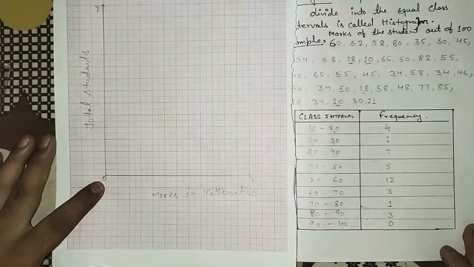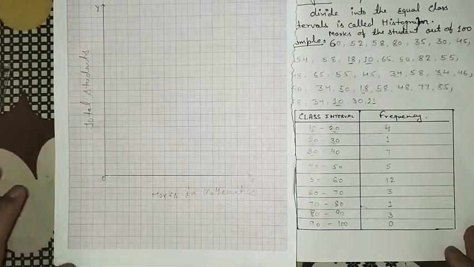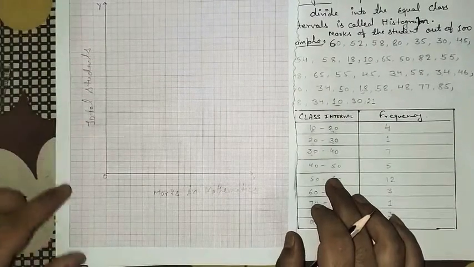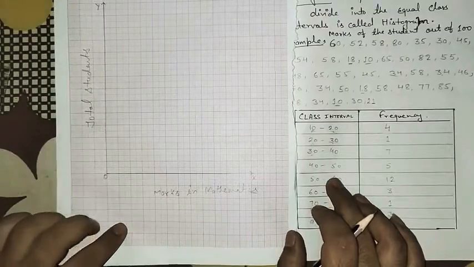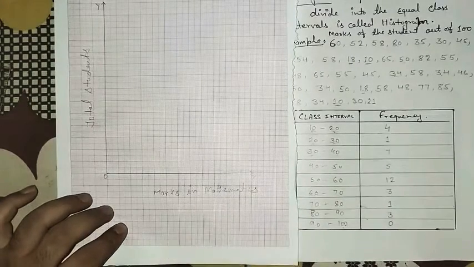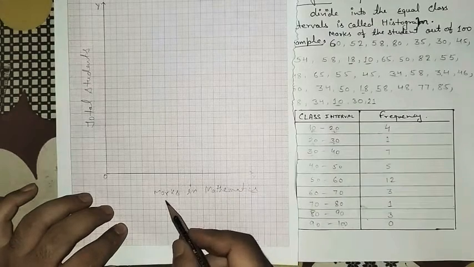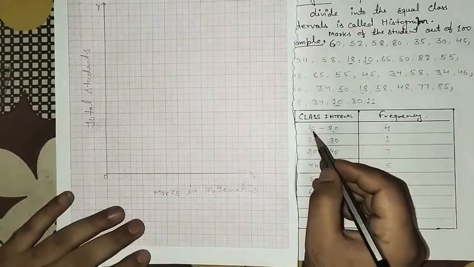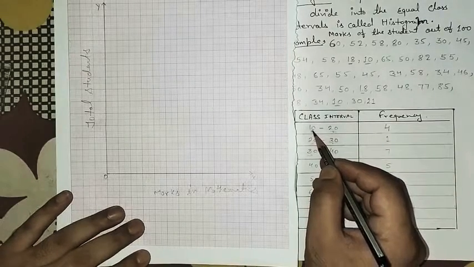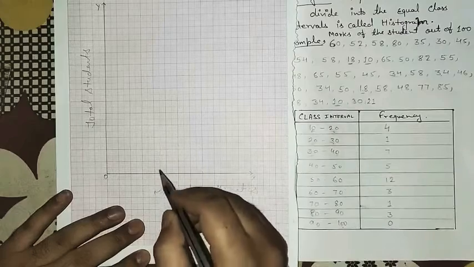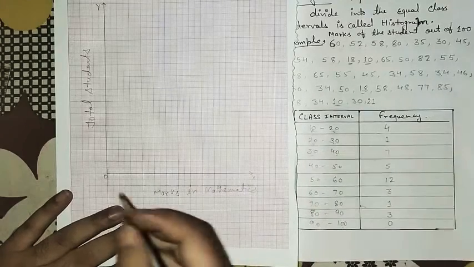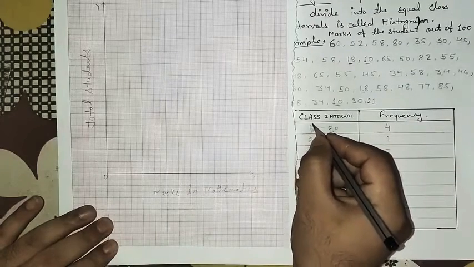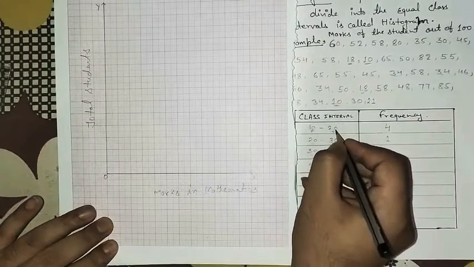Now we will represent the arranged data in a bar graph. For it, first you have to make two axes, that is the x-axis and the y-axis, horizontal axis and vertical axis. Then you have to write the information for which you are forming the bar graph: marks in mathematics and total students. Now here the data started from 10 to 20, not 0 to 10.